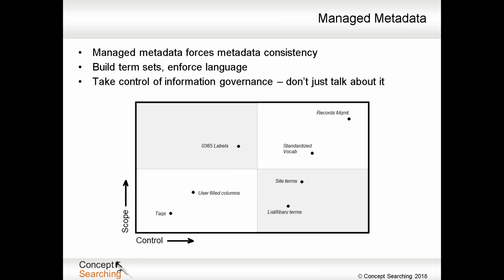Going down in scope, closer to the local level, your site level, or even your library level, we have site terms and library terms. And now we have more control over those because we can apply those to our managed metadata service, but the scope is really just on one site collection. And over to the left and down, of course, tags and just anything that users have to decide themselves. No control and very, very specific scope for those. And those are the ones that give us the least value.